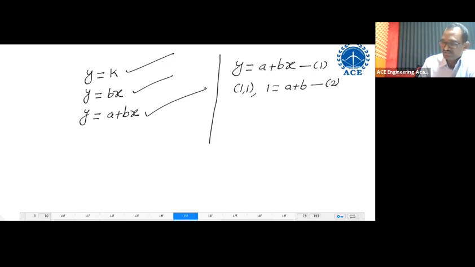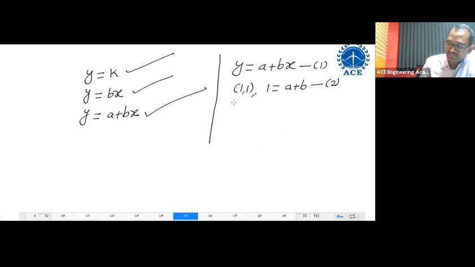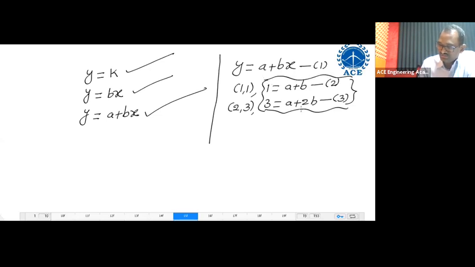So from this equation alone, we cannot get the values of a and b. That's why I assume this line should also be passing through one more point, that is 2, 3. This is our assumption only, roughly. Y value 3 here, a plus b into x, x value 2, so a plus 2b. Now, by solving these two equations, we can get the values of a and b.